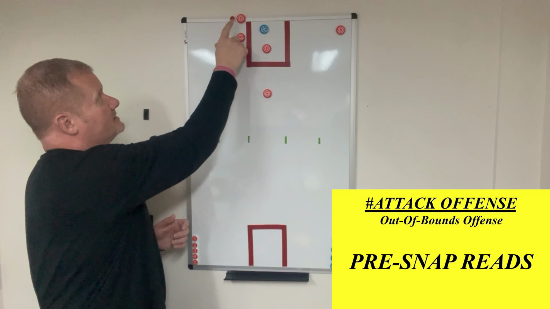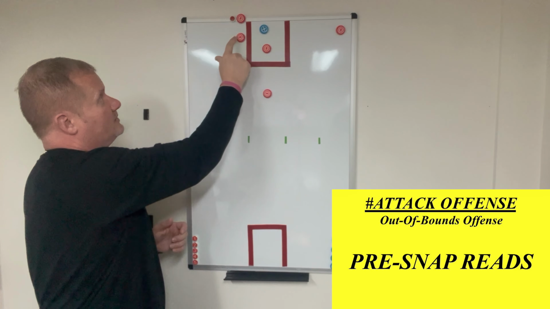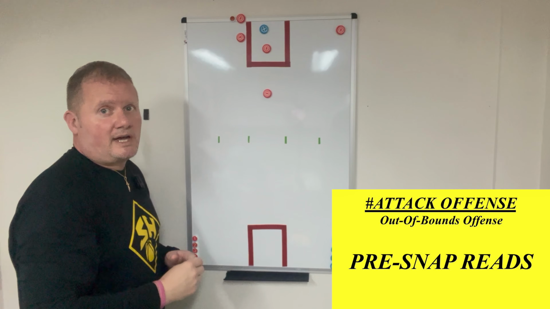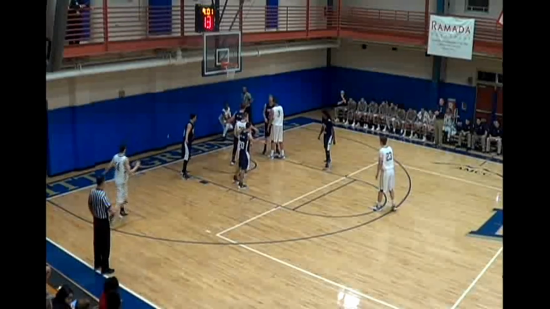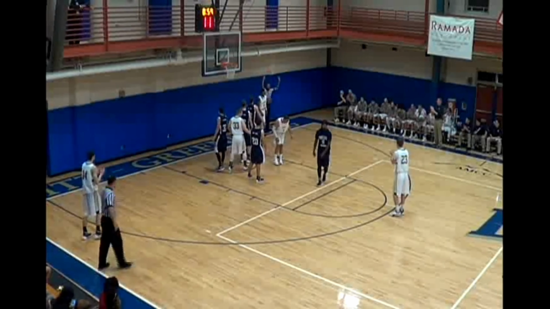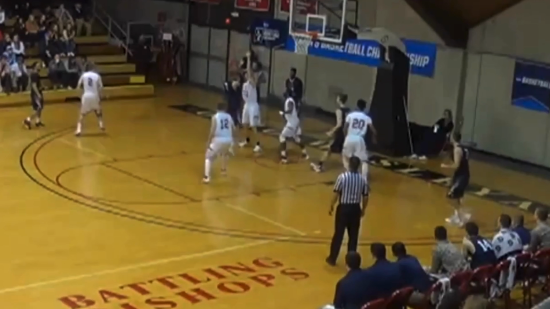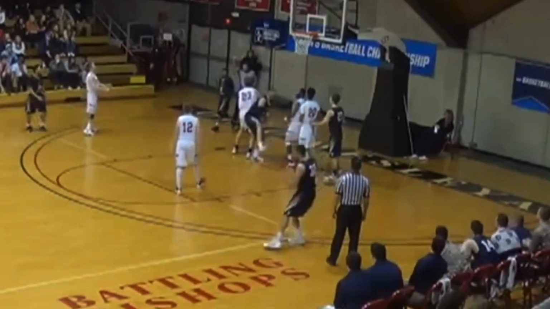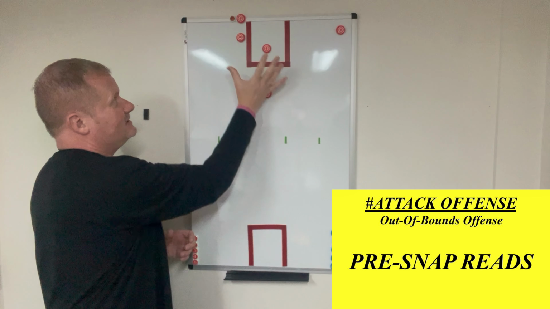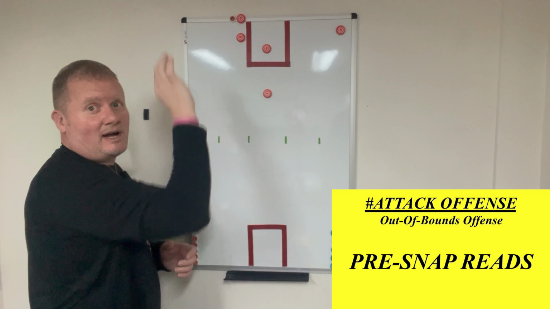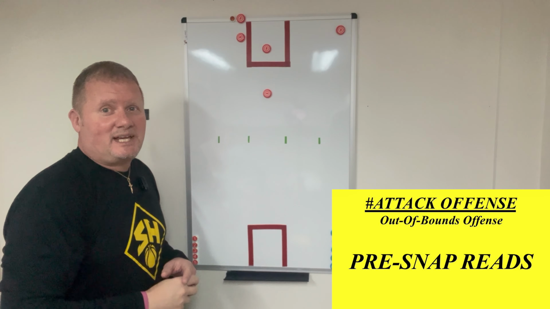And then another one is if the inbounder's defender is here and we can get the ball right to this post so we can go one-on-one right away, we'll do that also. And if the whole defense is shifted down and worried about the basket, we can throw it to here and get a wide open three right off the bat. We'll take that too.